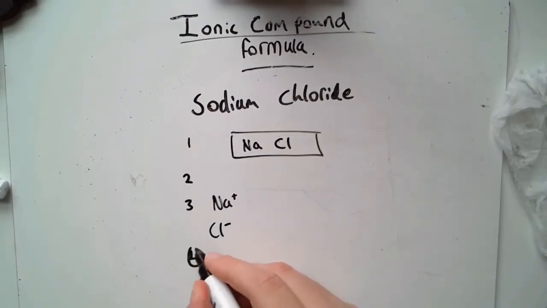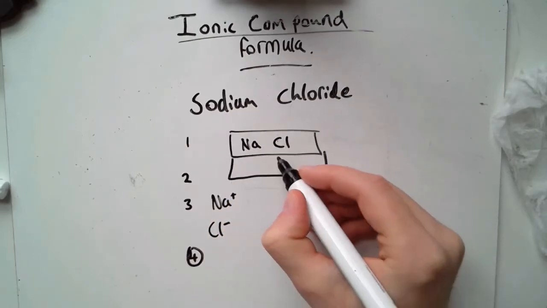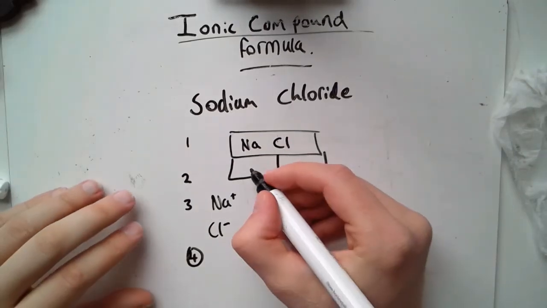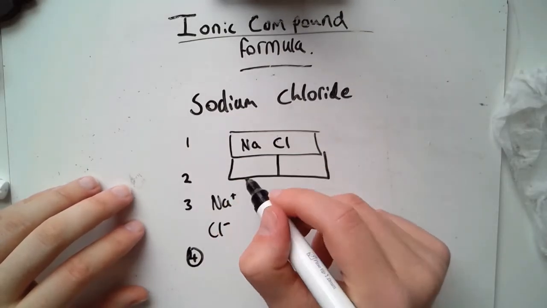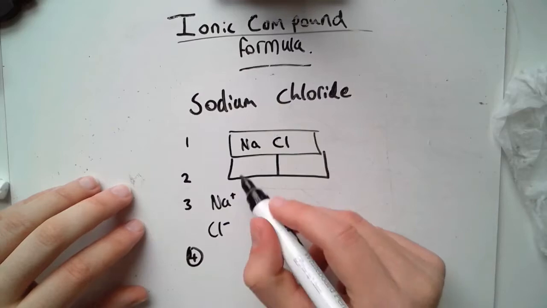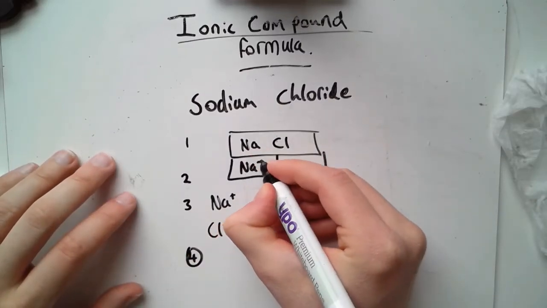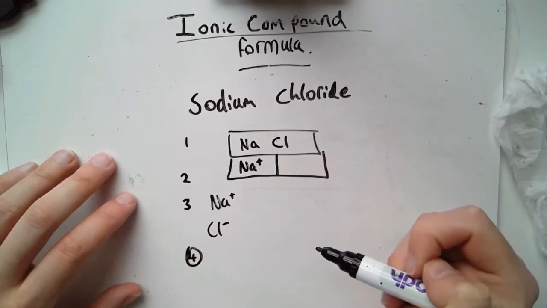Right, step 4. Now in step 4 I'm going to draw a box underneath this one and draw a line down the middle. What I'm then going to do is put the ion with the largest charge into the box first. But these two have got the same size charge, so I'm not going to worry about it. I'm just going to write Na+ underneath where it says sodium here. So there's my sodium ion.